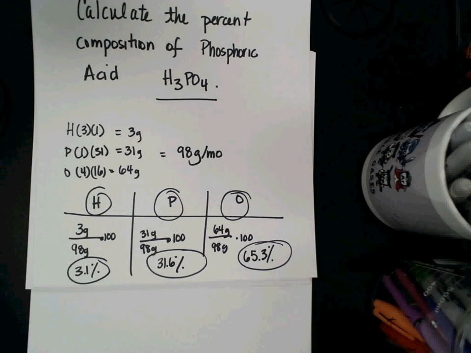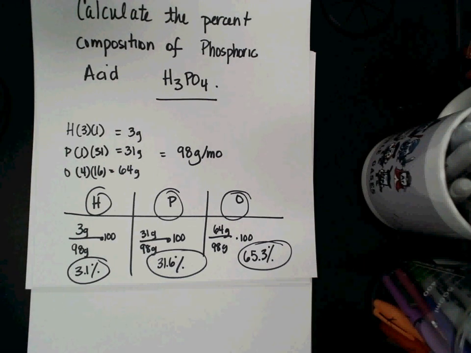Bailey, read me your percents. For hydrogen, I got 3.1%. For phosphorus, I got 31.6, and for oxygen, I got 65.3. Do you agree with her? Phosphorus, on that, the 32%, because it was 31.63. I used 31.6. When you added those together, did you get 100? Yeah. Let me unfreeze this and you can see what I did. Because when I added mine, I got 100.